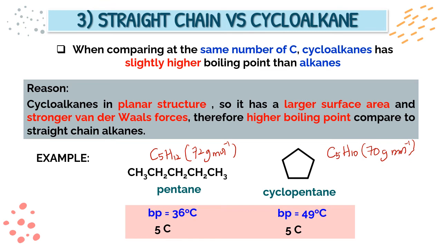So in conclusion, when you have a bigger surface area, you will have stronger van der Waals forces, so more energy is needed to overcome the van der Waals forces between the molecules. Thus, it will have a higher boiling and also melting point.